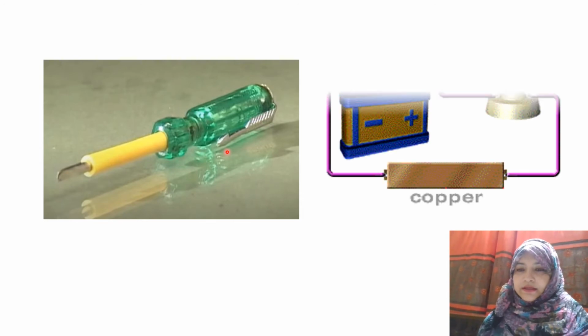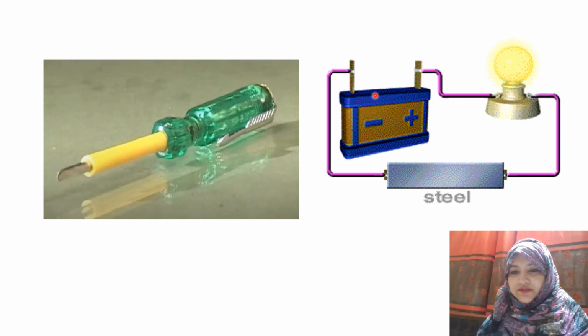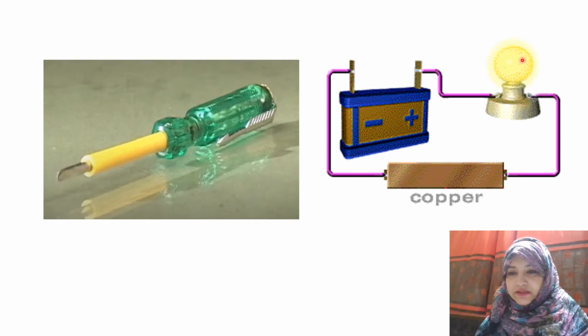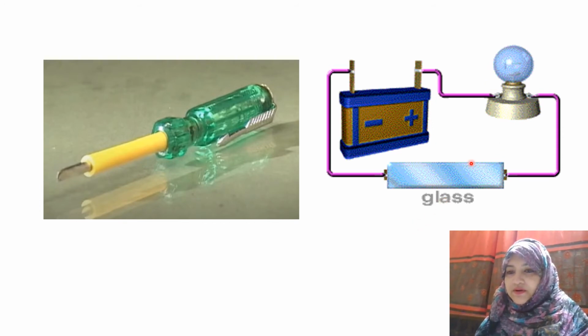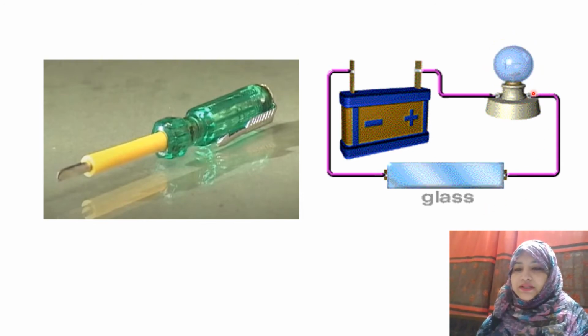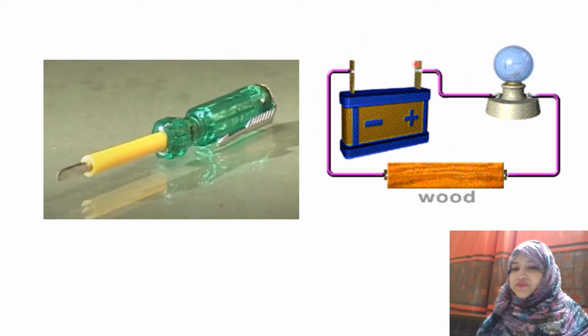Okay, and we can summarize. Look at this animated picture. You can easily observe this fact again. This is a wood piece, and our light doesn't glow. And this is copper, our light glows. This is glass, our light doesn't glow. This is steel. Steel is a mixed metal alloy, and it can also conduct electricity. And this negative end is with this, and this positive end with this light.